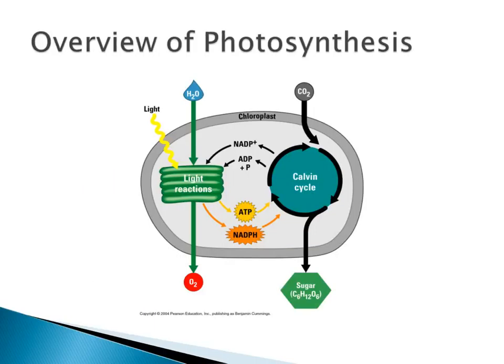So the following diagram describes what actually is taking place in photosynthesis. Please make sure that you label your diagram in your note guide. The process of photosynthesis takes place inside the chloroplast. So what you're seeing here is a diagram of the chloroplast. The process is made up of 2 separate reactions. The first reaction is called the light reactions, and the second reaction is called the Calvin cycle.